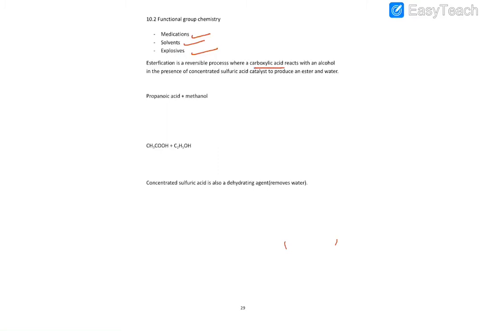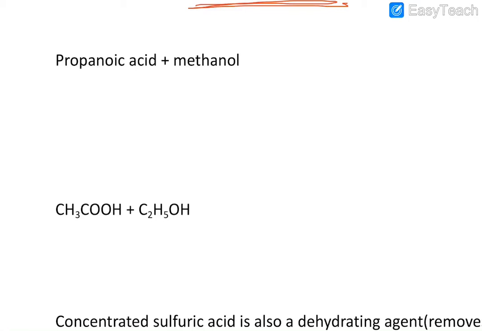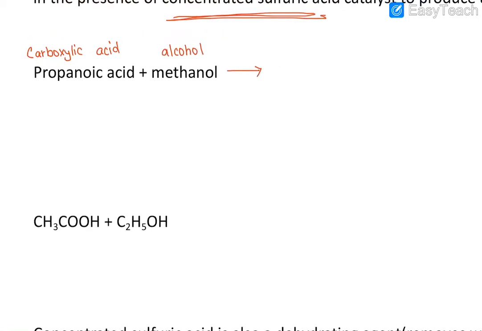And normally what happens is you have a carboxylic acid that will react with an alcohol in the presence of concentrated sulfuric acid to produce ester and water. So for example, propanoic acid plus methanol. So you're going to get the ester. When you name the ester, you always start with the name of the alcohol first and then the carboxylic acid salt. So alcohol is methyl and the carboxylic acid salt is propanoate. So methyl propanoate. And then you're going to have water.